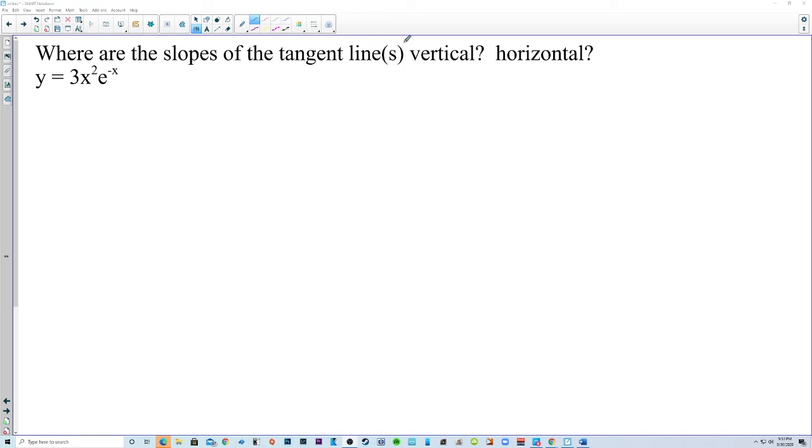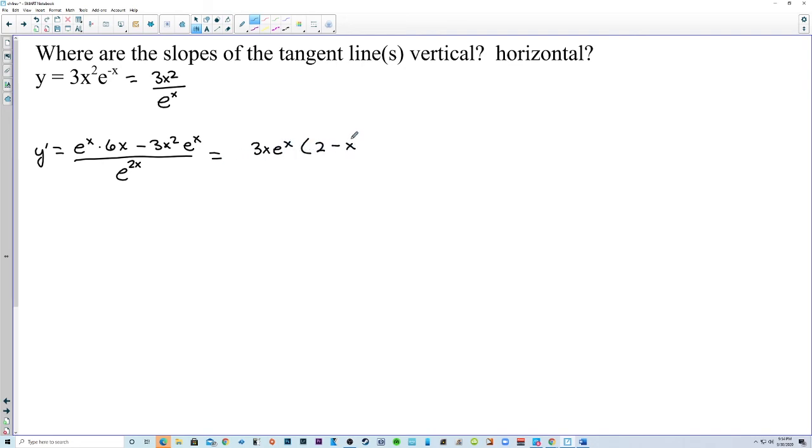Where are the slopes of the tangent lines vertical and where are they horizontal? Well, this is the same as 3x squared over e to the x. So y prime is bottom times the derivative of the top minus the top times the derivative of the bottom, and then over the bottom squared, so e to the 2x. We can factor out, let's see, a 3x e to the x. That's going to be 2 minus x over e to the 2x.